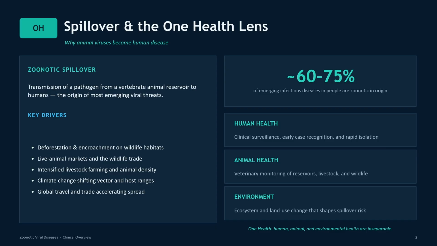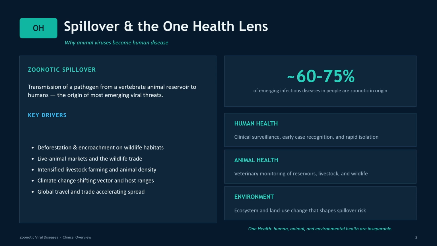Zoonotic just means a disease that spreads from animals to humans, and spillover is that moment of crossover. Here's the headline number. Somewhere between 60 and 75% of new infectious diseases in people come from animals. That's not a coincidence. It's driven by things we're doing.